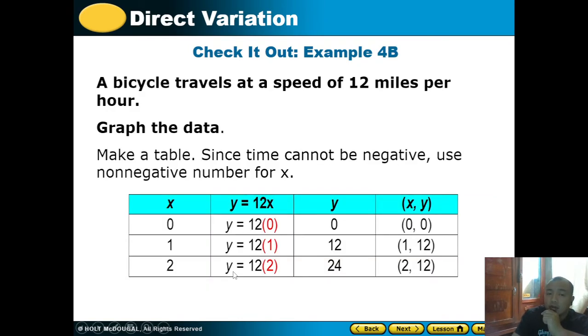Now let us try to make a table, and then we're going to graph. So y equals kx. If x is 0, what will be our y? Substitute in the equation of variation. Y equals 12x; if x is 0, y is 0. If x is 1, y is 12. If x is 2, 24. Then we have the coordinates (0, 0), (1, 12), (2, 24).